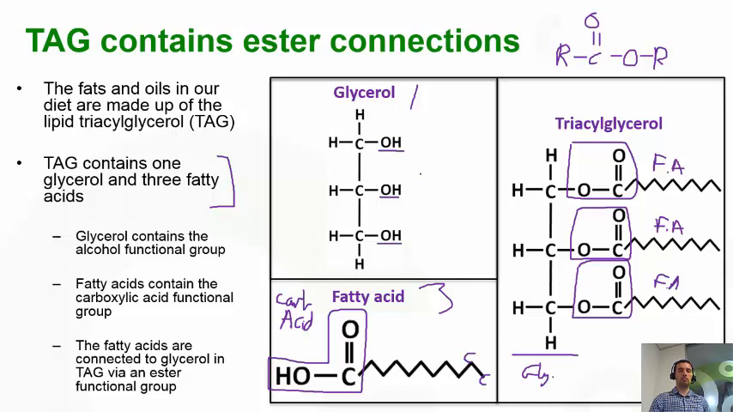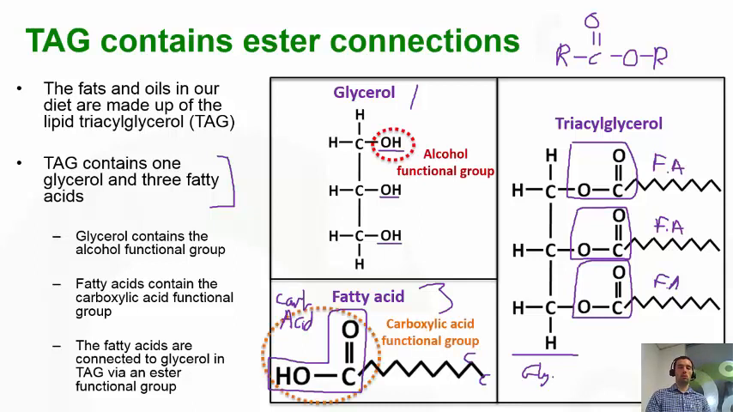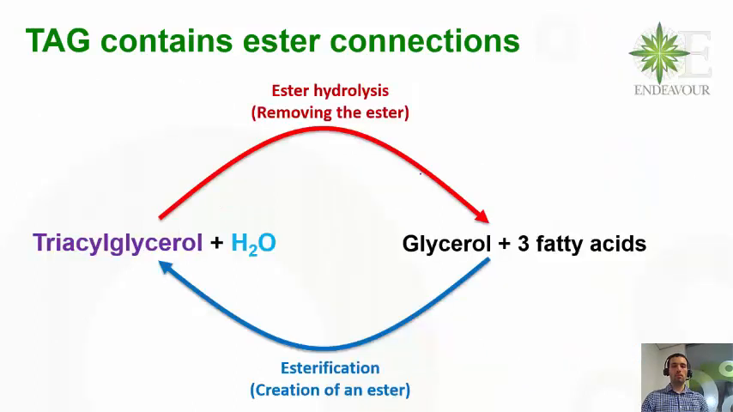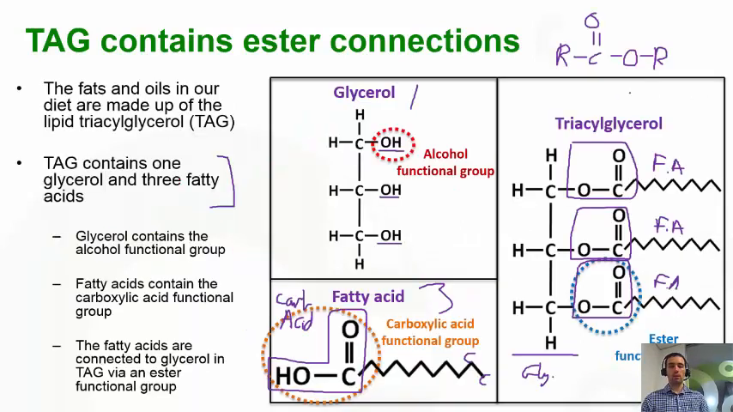So here we can see the alcohol functional group within glycerol in the red circle, the carboxylic acid functional group in the orange, and then these 2 fuse together to make our ester functional group as shown here in blue. So we've got an ester functional group connecting each of the fatty acids to one of the alcohol groups within the glycerol compound.